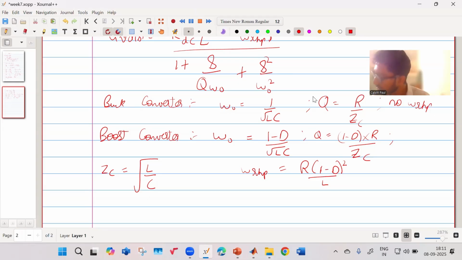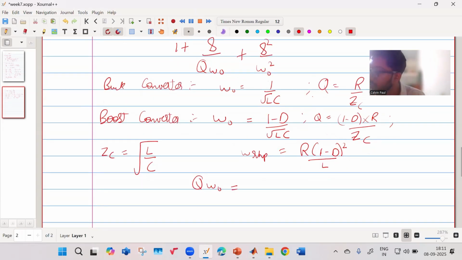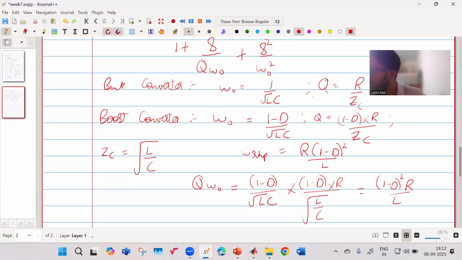One more thing I'd like to show is, if you do Q into omega naught for your boost converter, that will be (1 minus D) upon square root of LC into (1 minus D) into R upon ZC, which is square root of L upon C. So when you simplify it, it becomes (1 minus D) square R upon L, which is actually your omega RHP.